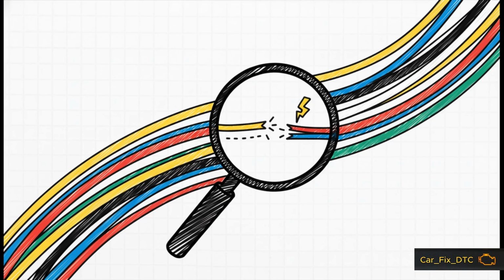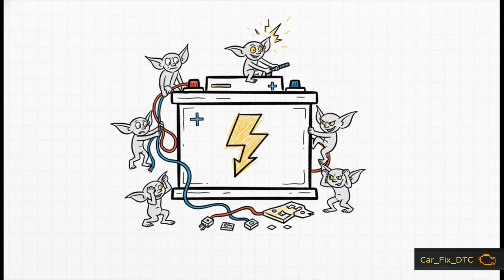First things first, a simple visual inspection. We're looking at something called the CAN bus. That's the Controller Area Network. You can just think of it as the information superhighway for all your car's electronics. We need to physically get our eyes on the wiring and the connectors. Are they damaged? Are they loose? Is anything obviously broken?